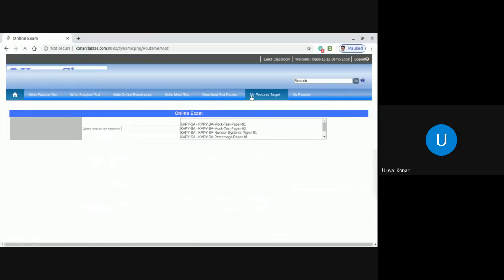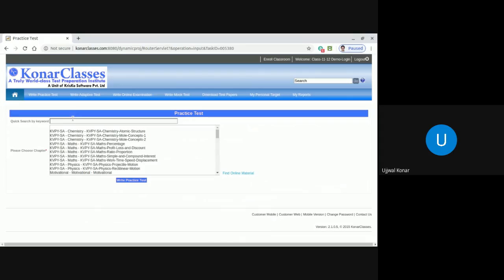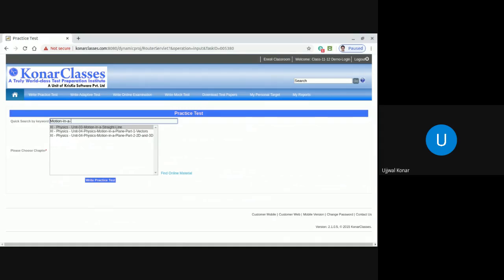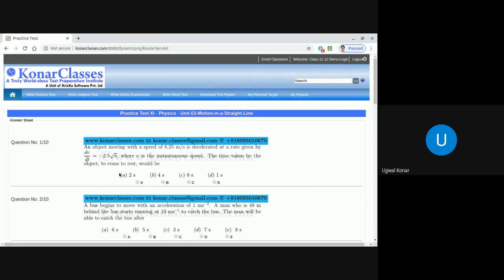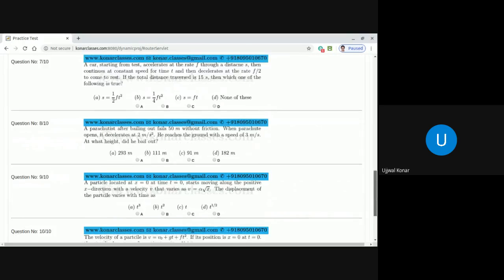Once all these DPPs are done, our recommendation is that you go to the practice test. And here also, you do the same thing. Motion in a straight line. You'll get a practice test here. You go to the practice test and start solving the problems here. You got the point of what I'm talking about. These questions are definitely up to the level of engineering entrance examinations and medical entrance examinations. Definitely, the more you solve this practice test, the more comfortable you are, gaining confidence.